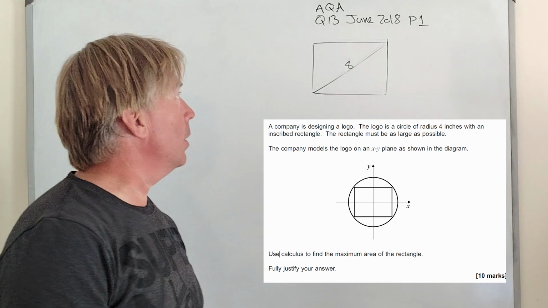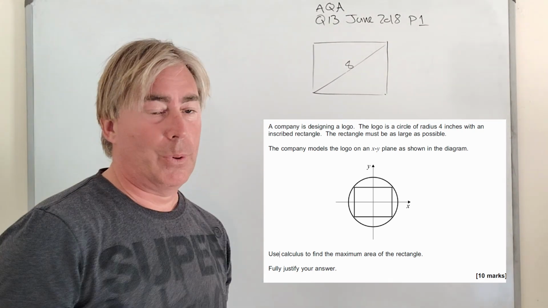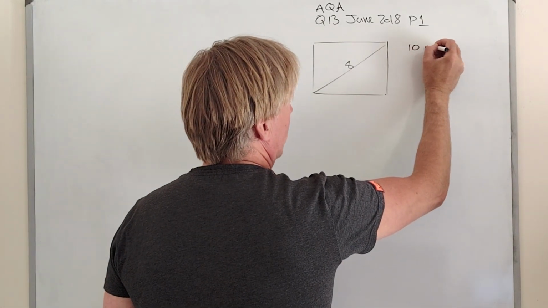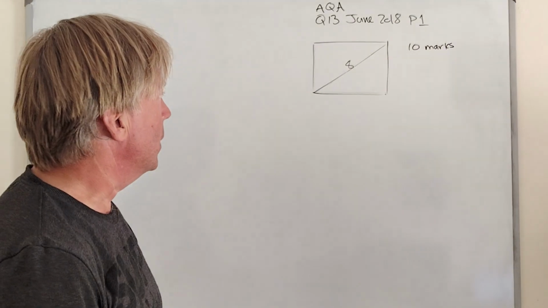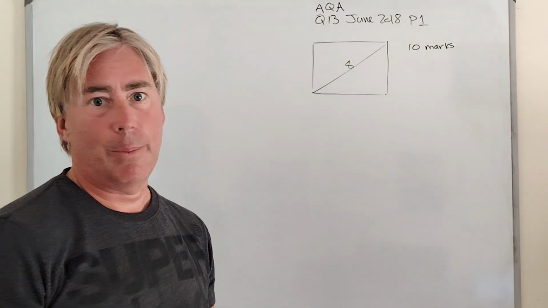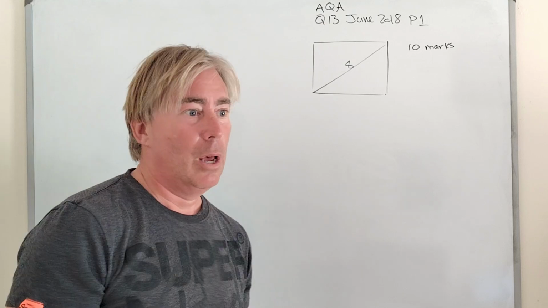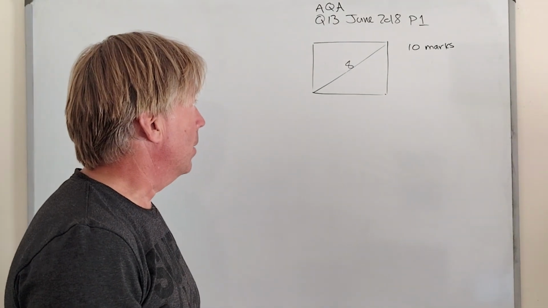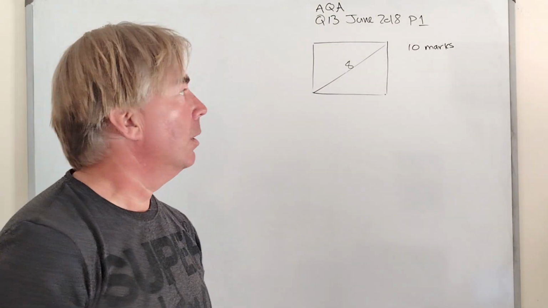This is question 13 from paper 1, June 2018 AQA, A-level question, and it's a 10 marker, so I'll put that up here as a reminder. It's obviously quite significant right at the end of the paper, and it's asking to work out the maximum area of a pendant, which is basically a rectangle, we're told, inside a circle of radius 4 inches, so therefore the diagonal across is going to be 8 inches.